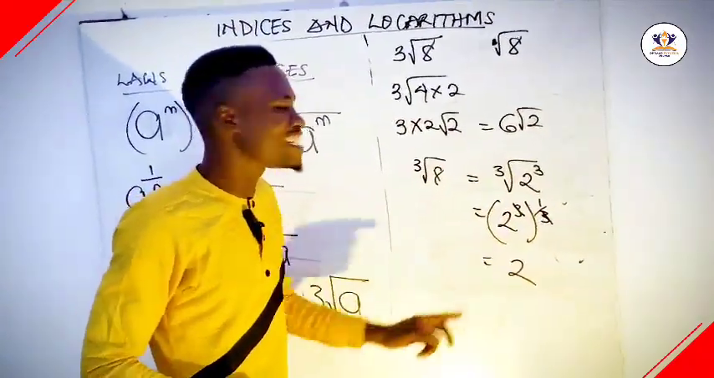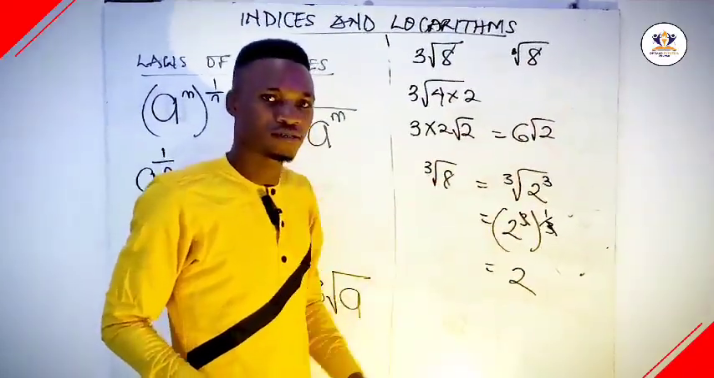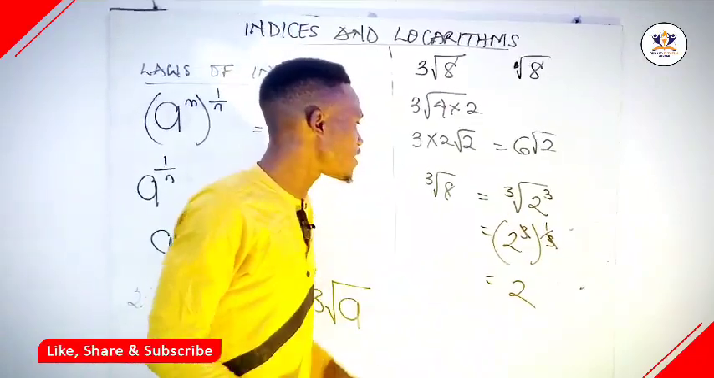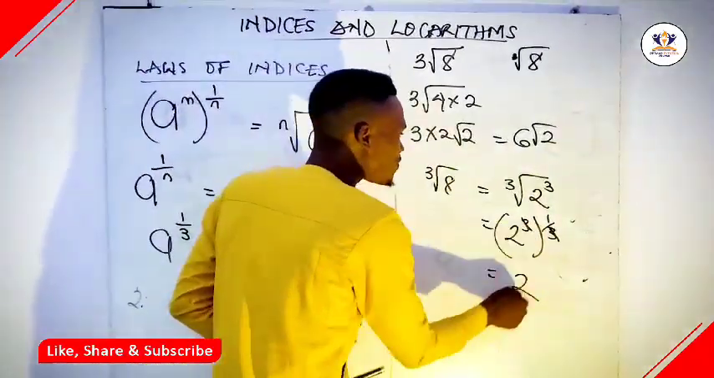Why is it 1 over 3? Because it's cube roots. So now 3 joins 1 all over 3. So 3 cancels 3. We have the answer to be 2.